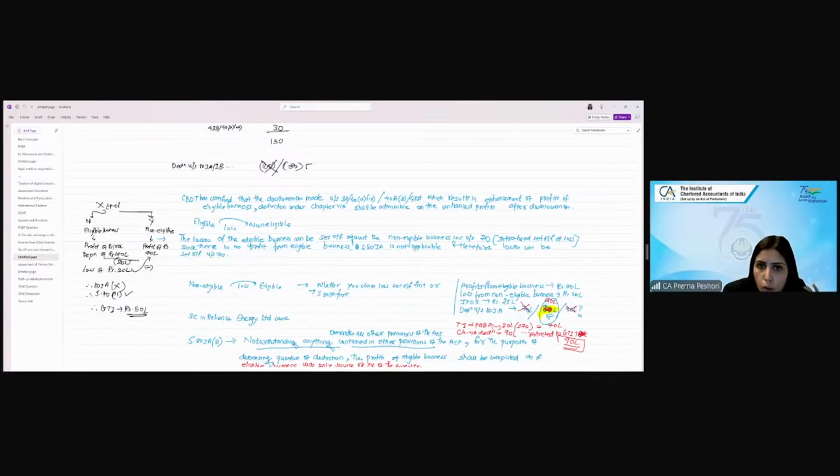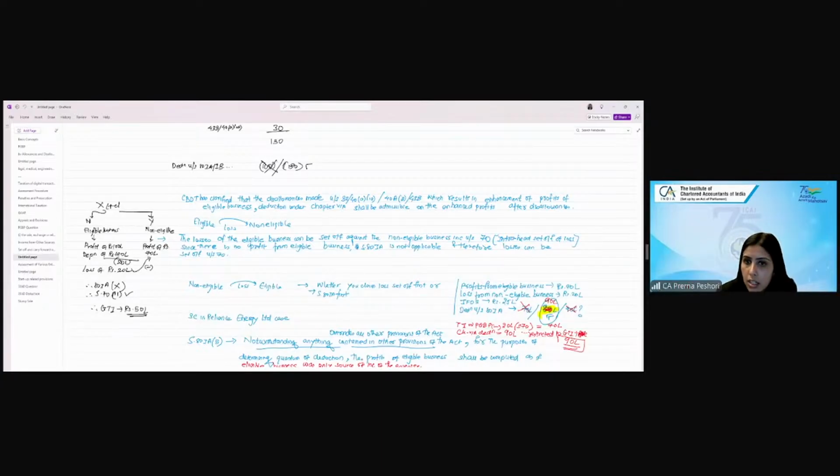Now, once this set-off of loss is allowed, then in the next year, how will I calculate the deduction under ATIA? Let's say in the next year my profit is 90 lakh. This 20 lakh, which I had set off against the non-eligible business income, I will consider that this eligible business is my only business. When you calculate the ATIA, you consider that this is your only business. So I will set off the loss of the last year against the profits of my eligible business before giving a deduction under ATIA.